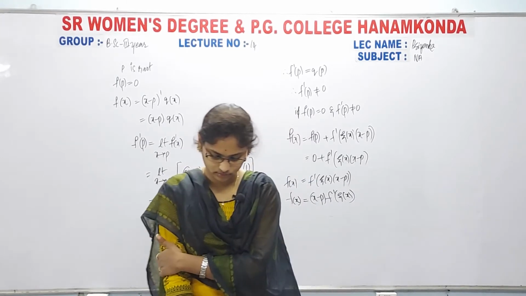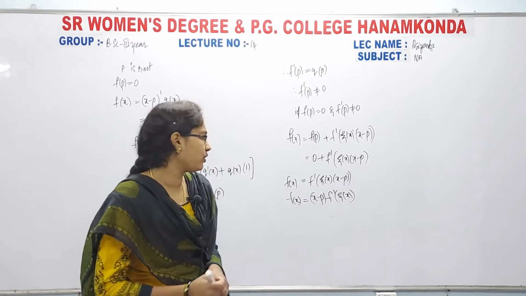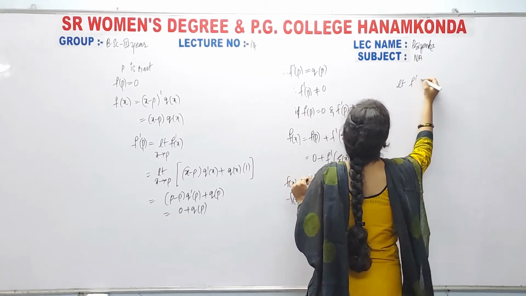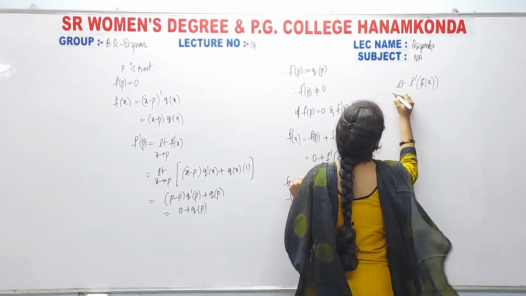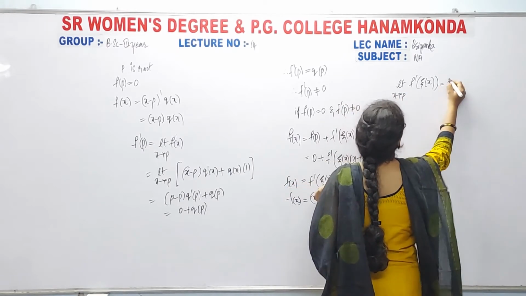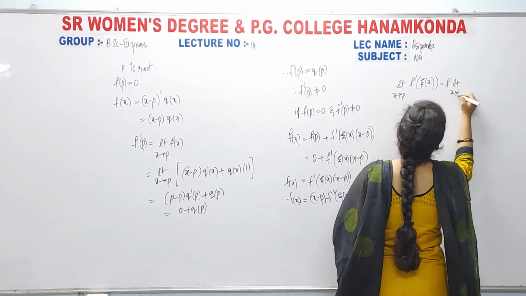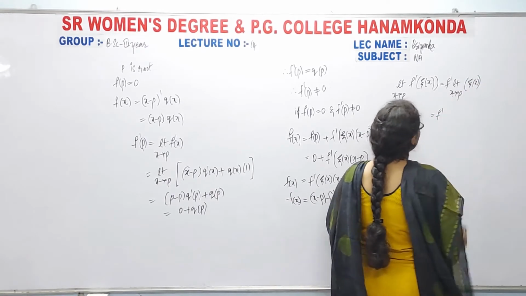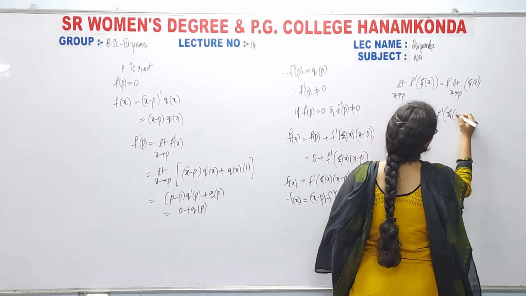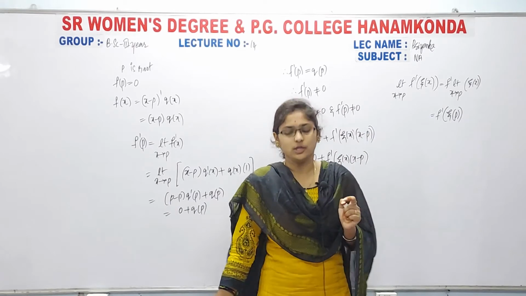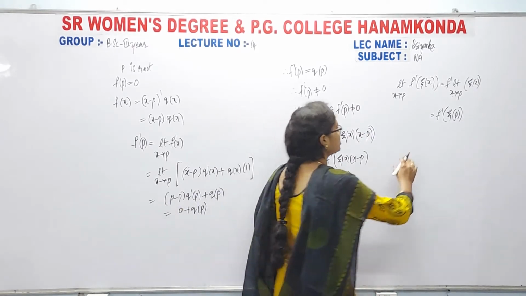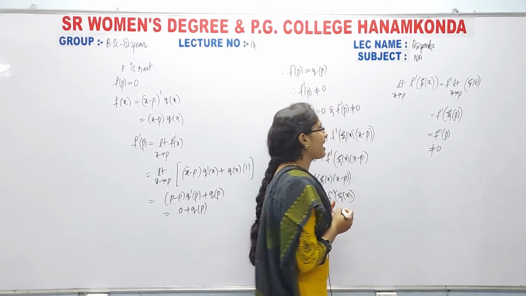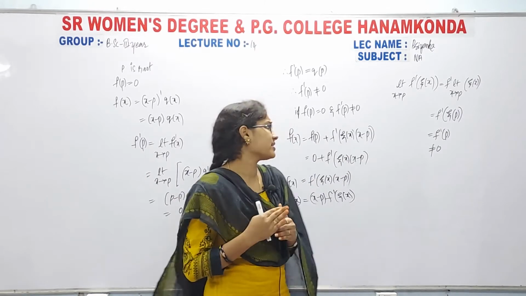Therefore, the limit of f dash of xi of x as x tends to p is equal to f dash of the limit as x tends to p of xi of x. So now it is f dash of the limit, which means xi of p. So finally we have f dash of xi of p, which is f dash of p, which is not equal to 0. So finally the limit of f dash of xi of x is not equal to 0.